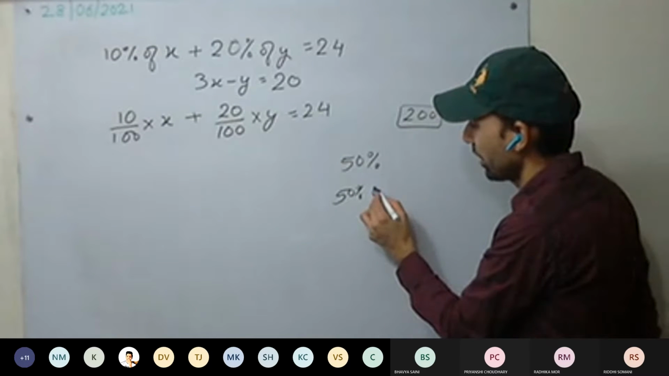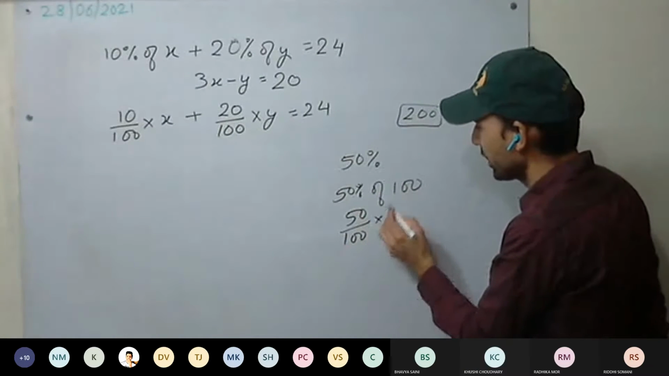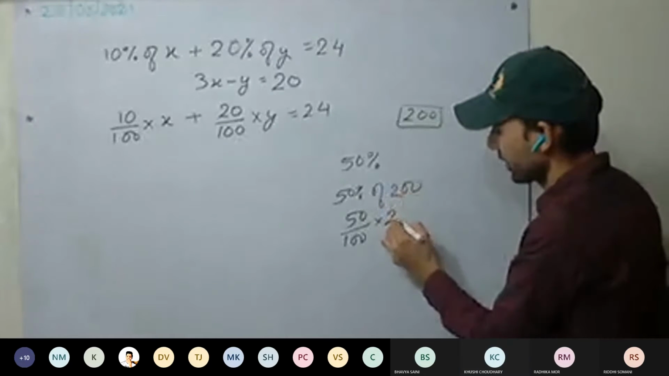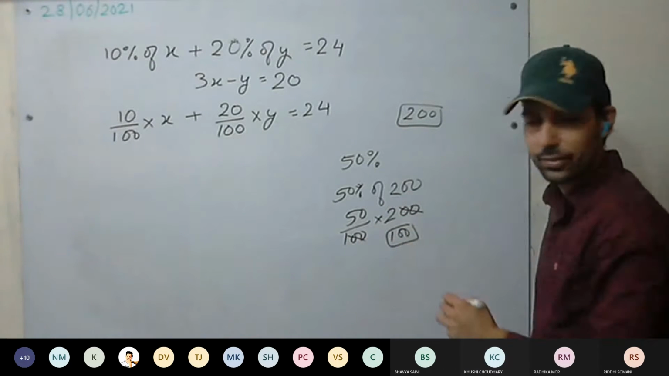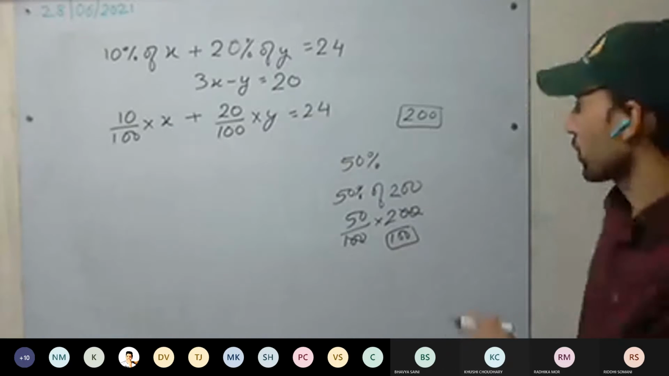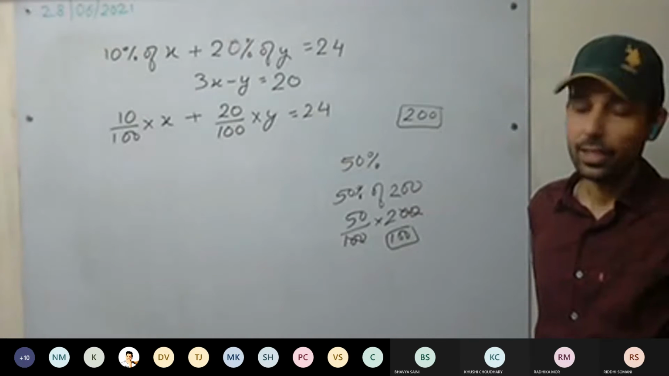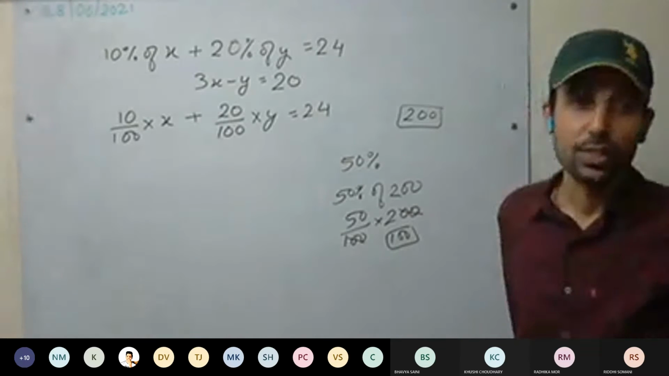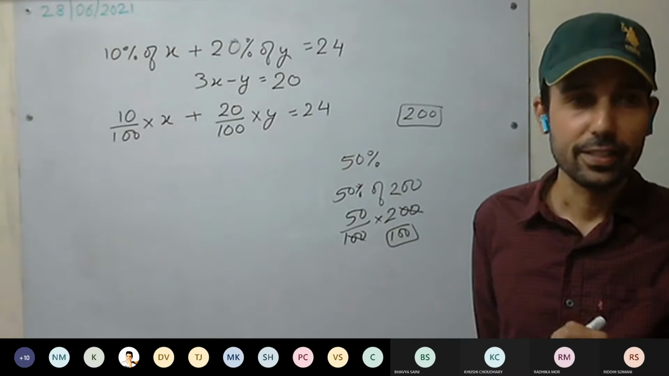50% of 100 is 50 upon 100 into 200, into 200 is 200. So zeros get cancelled. You have got 100 marks. You have got 100 marks out of 200 marks. Yes or no? Okay.